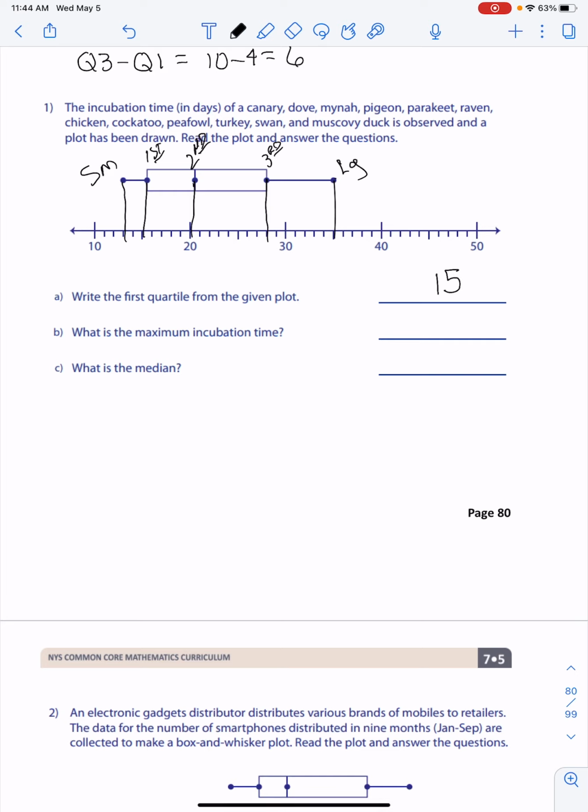What is the maximum incubation time? So it's my largest number. Well, my largest number here is 35. If I look down and I count 30, 1, 2, 3, 4, 5, 35 is right here. And then it says, what is the median? In other words, the median of the whole thing, the second quartile, this right here. Well, that's 20.